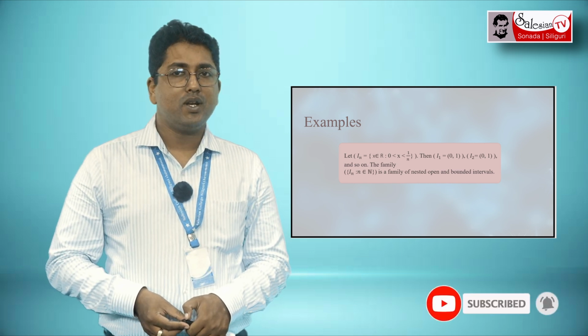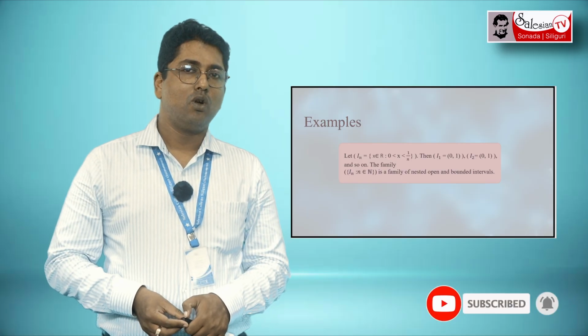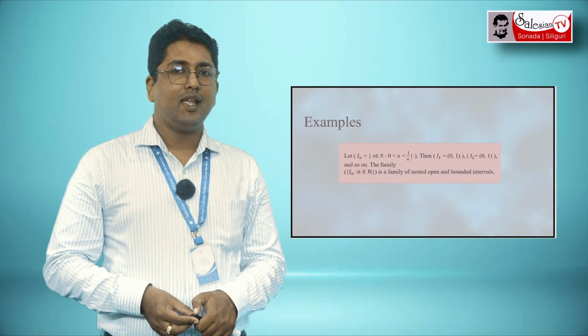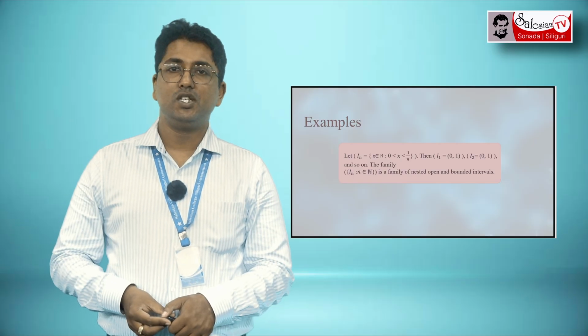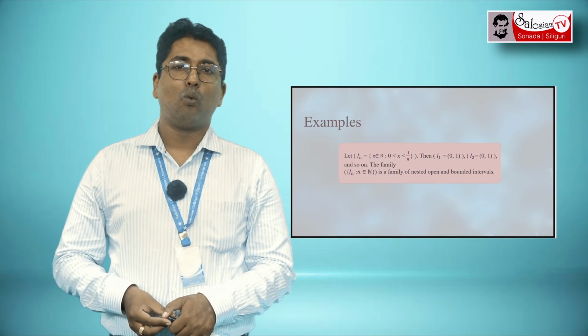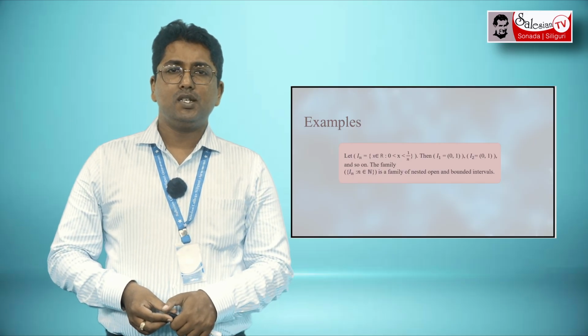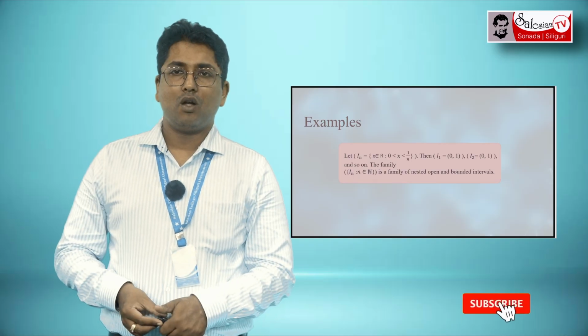Why is it bounded? Because it is bounded by 0 and 1. You can say the lower bound of this family of intervals is 0 and the upper bound is 1. So this is one example of open and bounded intervals, nested obviously.